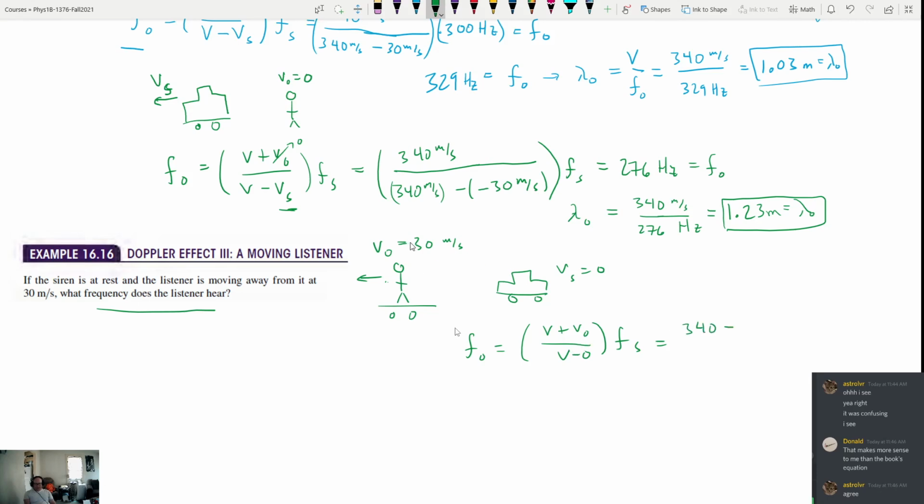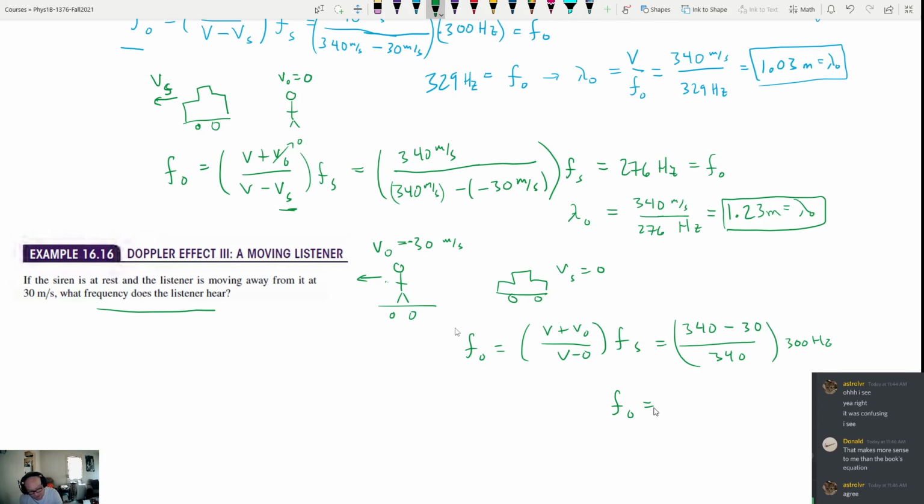negative. Maybe it makes sense in my definition up here just to call it negative, because it's going away from the source. So we put in here 340 minus 30 divided by 340, and then we multiply that by our frequency, which was 300, I think. And now we get FO equal to 310 over 340.